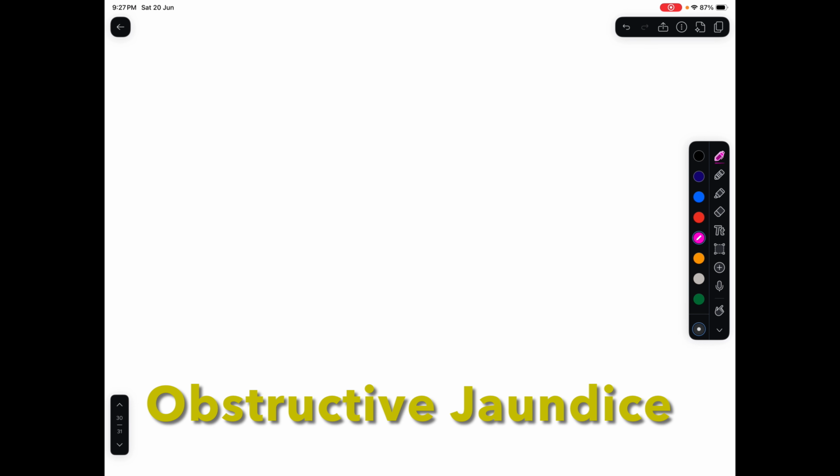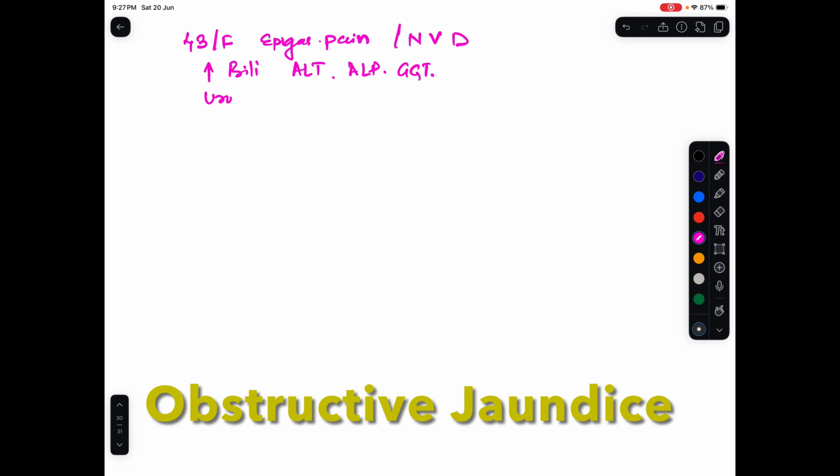So now the stem I get is a 43-year female, epigastric pain, nausea, vomiting, diarrhea, increased bilirubin, ALT, ALP, GGT, and urobilinogen in urine. So this is the picture. So type of jaundice, so increased bilirubin in urine means it is obstructive or post-hepatic.